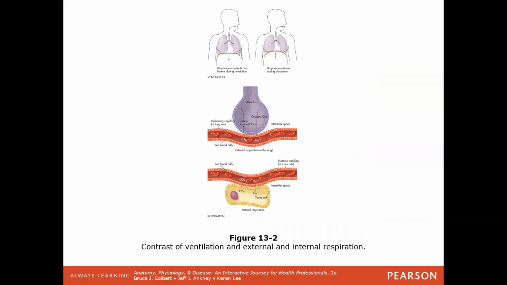Okay, so here we see the difference at a glance in ventilation and external and internal respiration. So you see that with ventilation, that is again the mechanical process of your lungs expanding and contracting, inhaling and exhaling a volume of air. And then we see that respiration is the more chemical level, where gases are being exchanged first from outside air into our blood and then from the blood to our internal body cells.